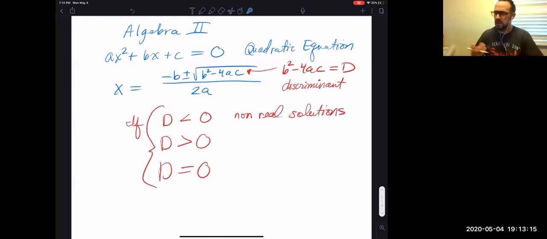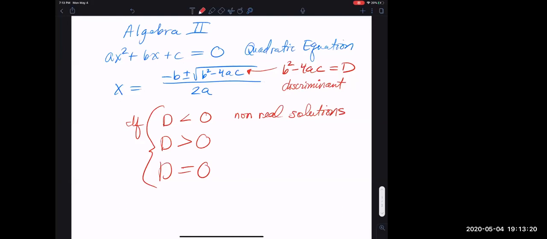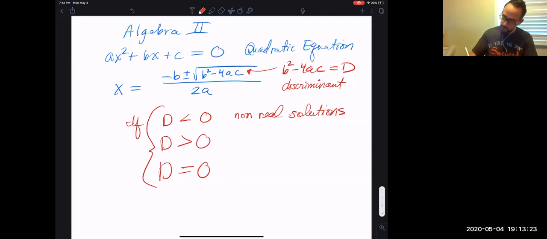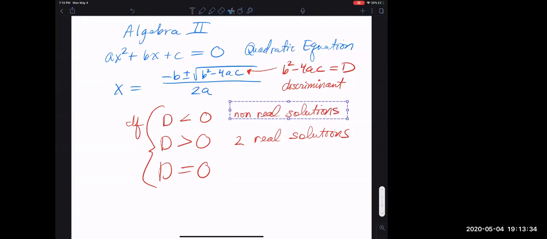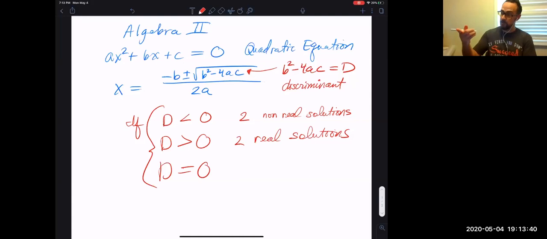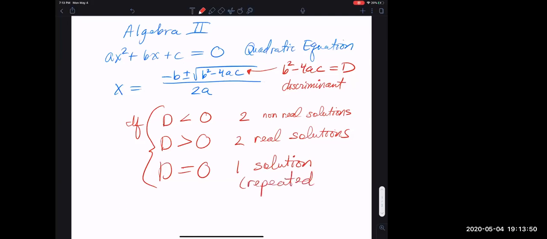Is that what you guys call it, non-real solution, or something else? Yeah, non-real solution. But if d is positive, then you have two real solutions. If d is negative, you have two non-real solutions. When d is 0, there's one solution, a repeated solution. Oh, okay.